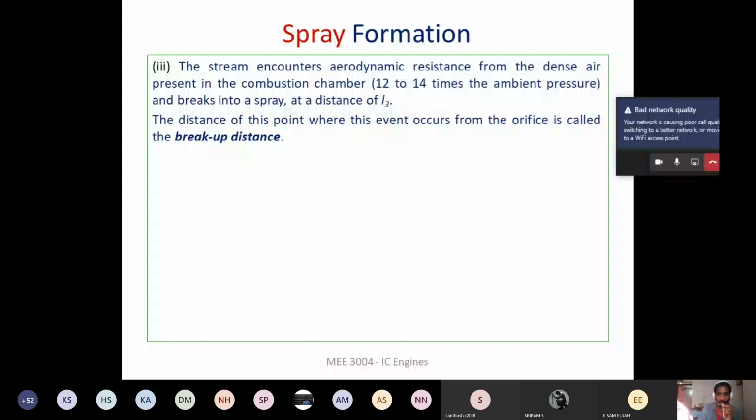Okay. And in subsequent slides, I'll be telling you about the primary breakup and the secondary breakup. Now, whatever we are discussing is the primary breakup. This primary breakup is the distance of this point where the stream of liquid gets disturbed. Okay. So the distance from the nozzle orifice to the breakup of the liquid stream of the fuel, that distance we call the breakup distance, or this is also called the primary breakup distance.